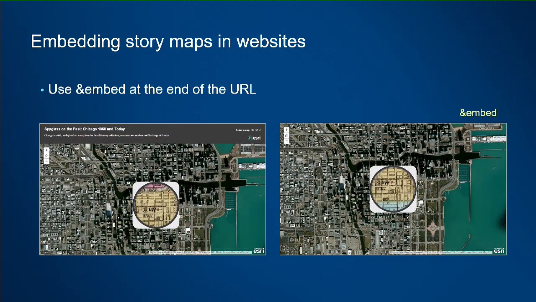You can embed story maps in websites, and there's a handy little URL parameter that you can add to the end of the story map URL, and it's &embed. It just removes the header, the sharing, the logo, and it just focuses on the functional capabilities of the story map app itself. And this is true for just about all of the story maps. There's a couple that don't support this, but this is a handy little thing to keep in mind if you're going to be embedding story maps in websites.